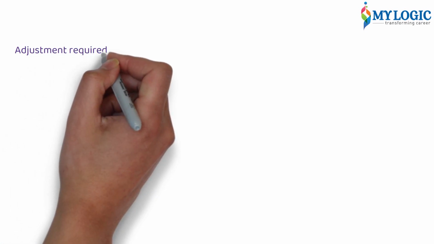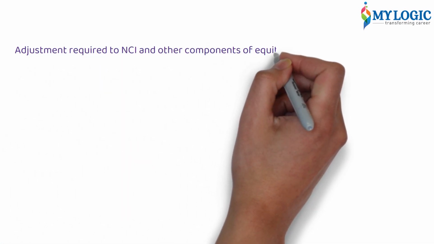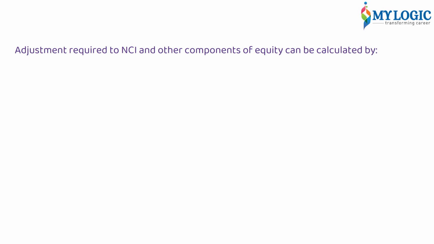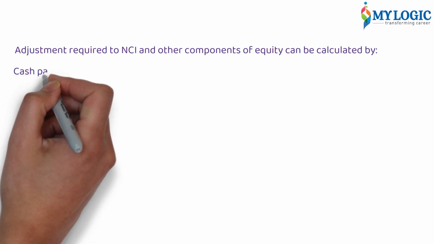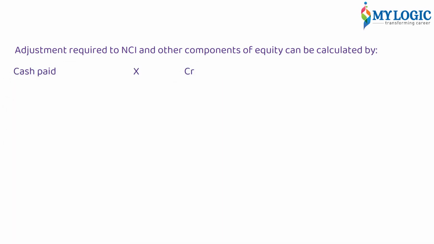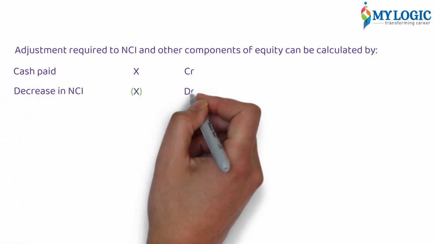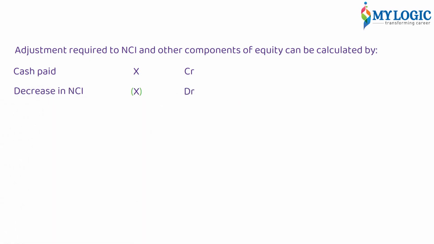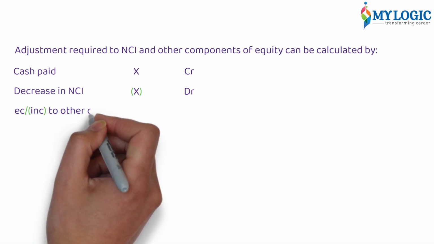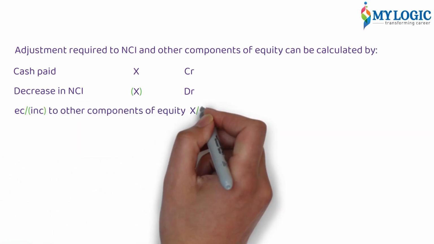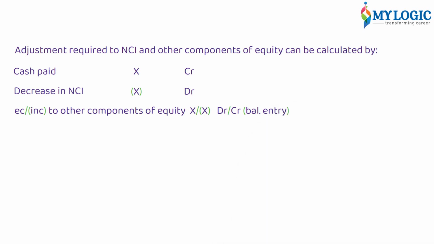Adjustment required to NCI and other components of equity can be calculated by: cash paid, credit; decrease in NCI, debit; decrease or increase to other components of equity, debit or credit, balancing entry.